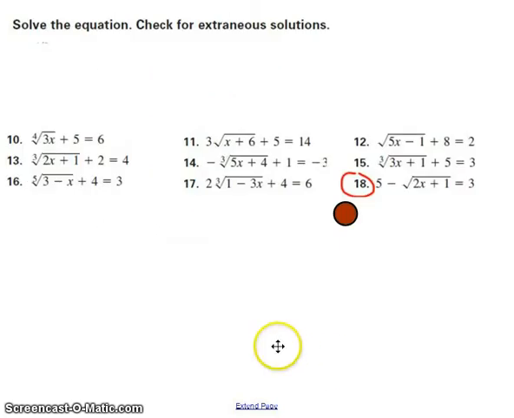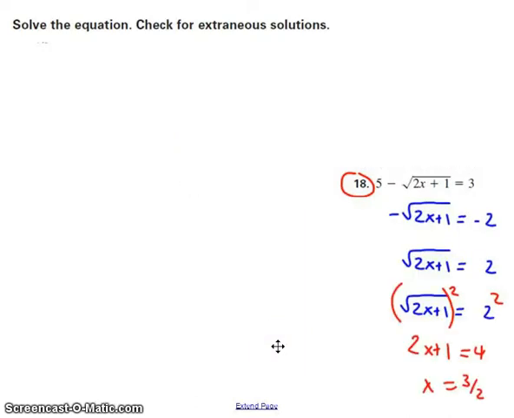Okay, similar question, number 18. Hit the pause button. When you come back, I'll show you the answer. All right, I'm going to assume that you did that. There's the worked out solution, x equals 3 halves. It's not highlighted in yellow this time, I made a mistake, but it is 3 halves or 1.5.